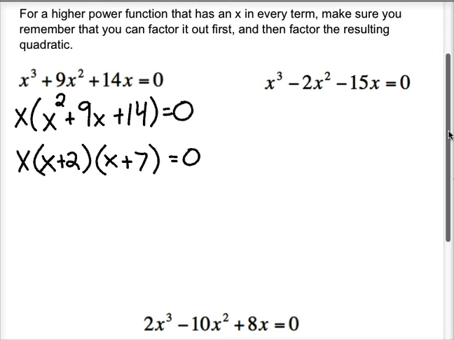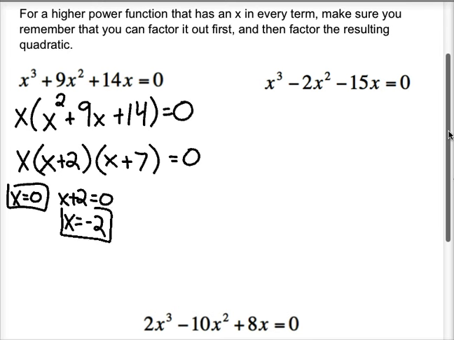So again, the neat thing is, once you pull that x out, you have something you already know how to solve. And now you just use the zero product property on all three pieces to get your solutions. And you're already done. So when you have this setup, it's honestly not bad at all to solve it this way.